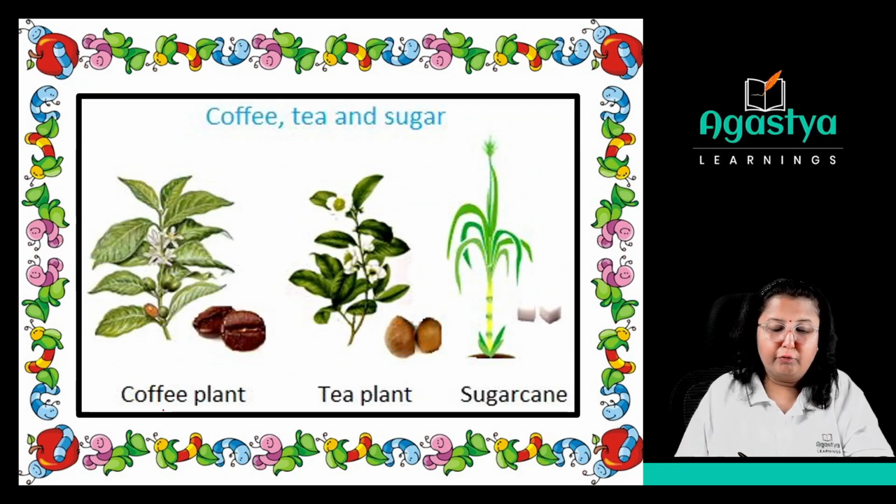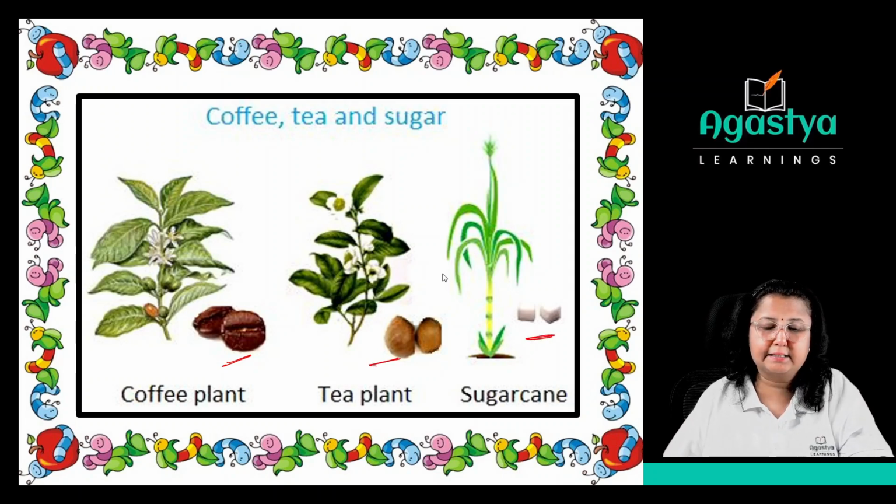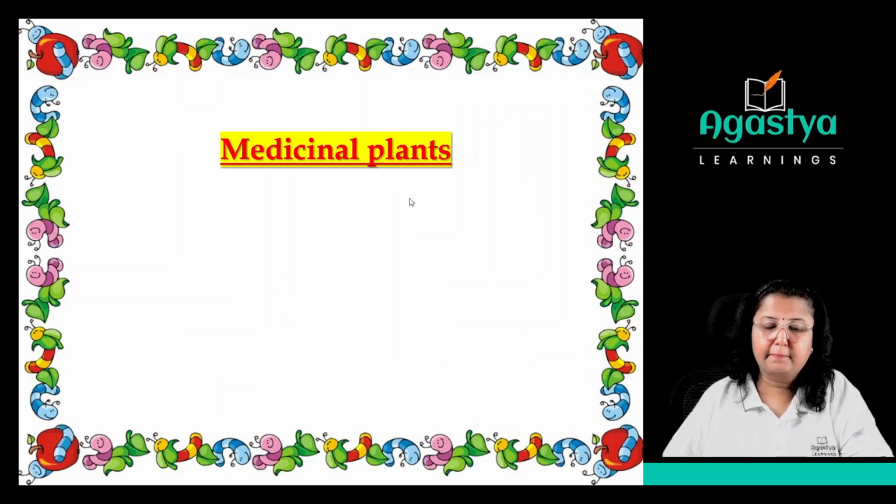Here, from the coffee plant, the beans, or the seeds, are obtained. From the tea plant, the dry leaves are obtained, and from the sugar cane, we get the sugar cubes. So coffee, tea, and sugar we also get from plants.